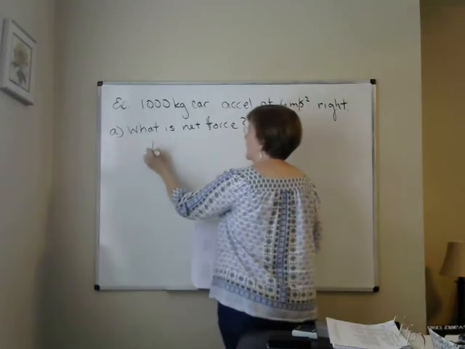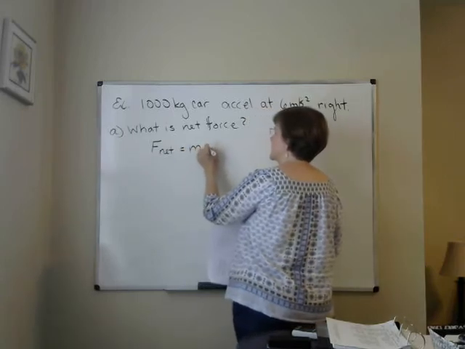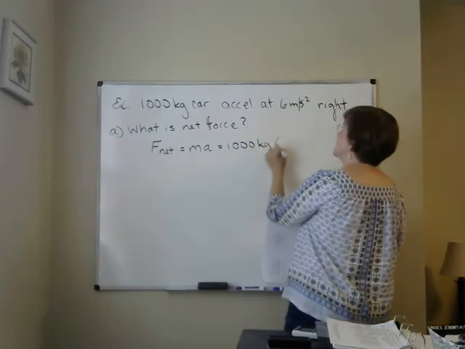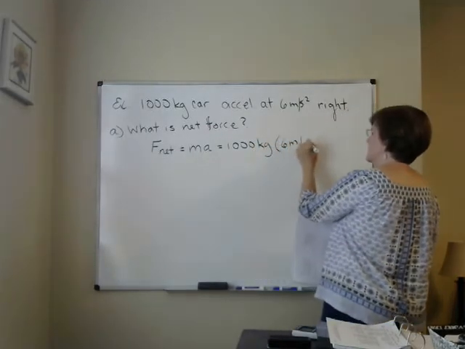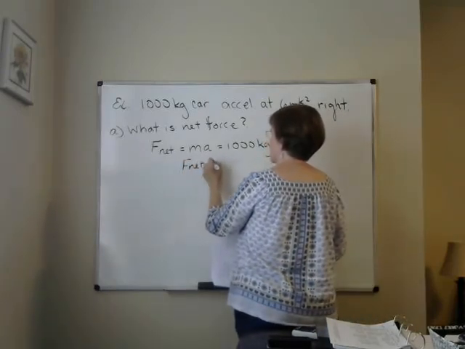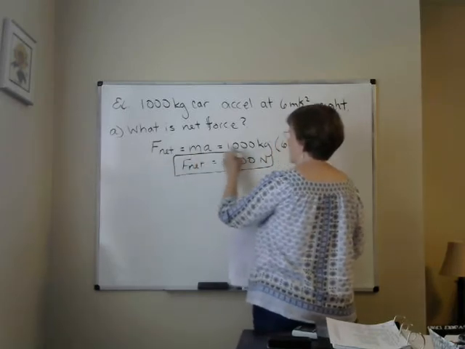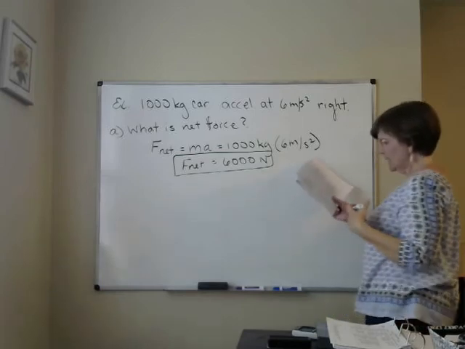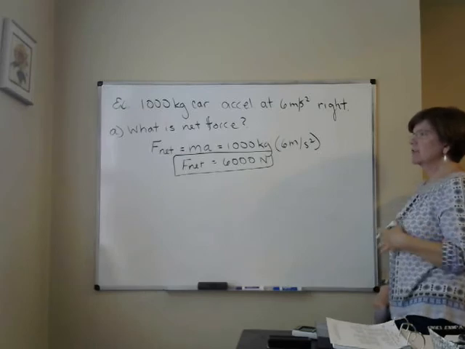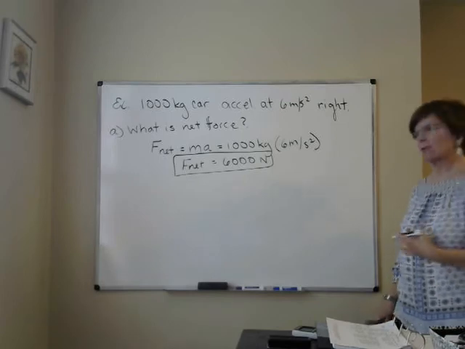Well, I know if I rearrange that formula, net force has to be mass times acceleration. So 1,000 kilograms times 6 meters per second squared. My net force is 6,000 newtons. Now, the second part of that question says, if the car's engine is exerting a force of 7,000 newtons, what's the frictional force? So let's think about it.